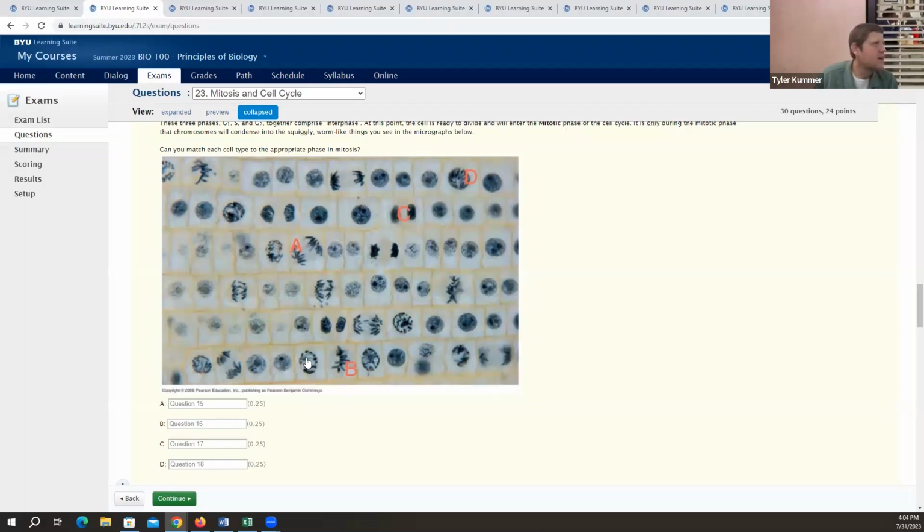So we would have just where we have the nucleus still intact, starting to break down, and we have the chromosomes condensing. D on this slideshow would be a great example of that. So that'd be prophase. And then the next step, just like in meiosis, is metaphase.